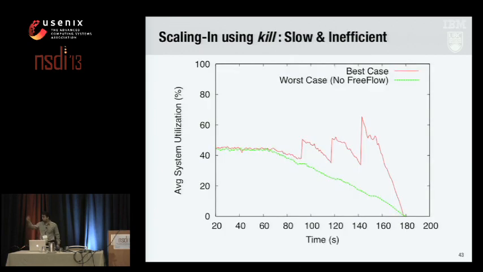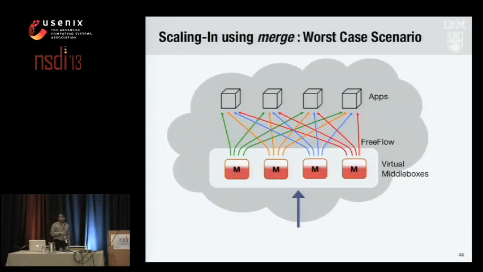The graph shows, the green line shows that as time proceeds, the utilization gradually degrades all the way down to 0. Now let's see how FreeFlow handles the same scenario.